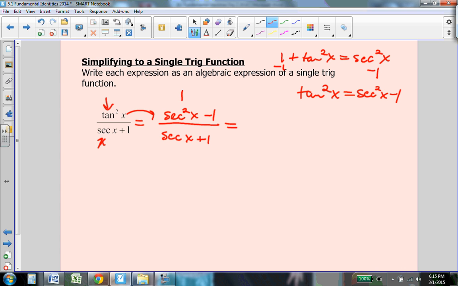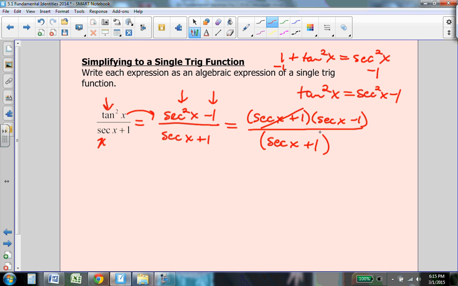Look at it carefully, that is a difference of squares. So the numerator factors into the secant of x plus 1 times the secant of x minus 1, all over the secant of x plus 1. This is a factor that simplifies with that identical factor in the numerator. So this is very simply the secant of x minus 1. Now it's written as a single trig function.